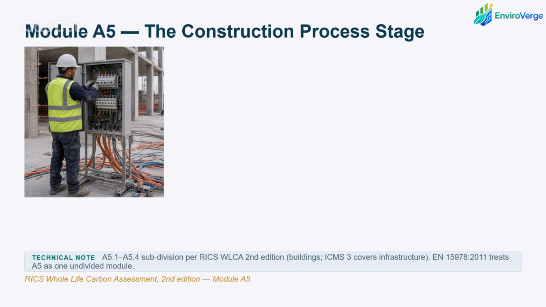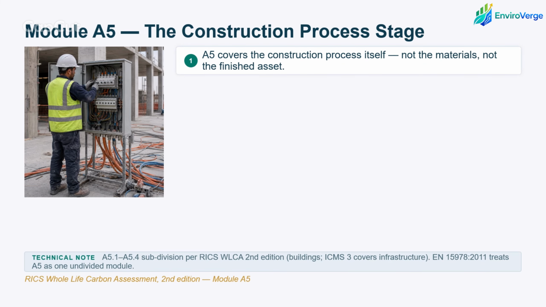Start with the boundary. Site carbon lives in something called Module A5. A module here is just a labeled stage in an asset's life. The standards cut the whole life of a building into numbered stages so that everyone counts the same things in the same place. A5 is the construction process stage. It covers what happens while you're building, not the materials themselves and not the finished asset in use.